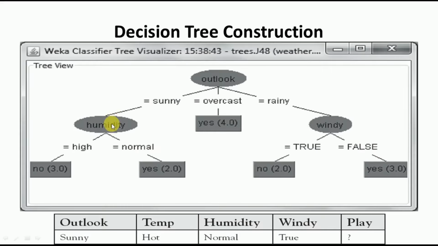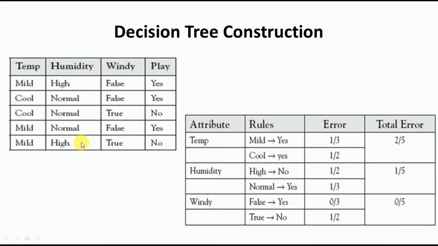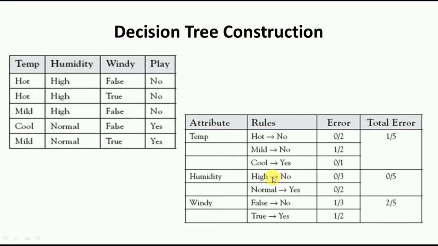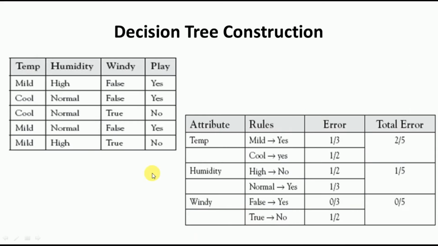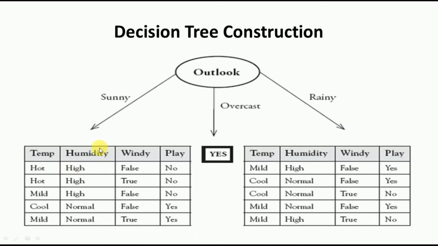You can see here, humidity, whenever it is high, what should be the answer? No. Whenever it is normal, what is the answer? Yes. So whenever humidity is equivalent to high, it is no. Whenever humidity is equivalent to normal, the answer is equivalent to yes here. Now coming back to the right hand side, this part we have done. We need to write the humidity here. If it is high, it is no. If it is normal, it is yes.